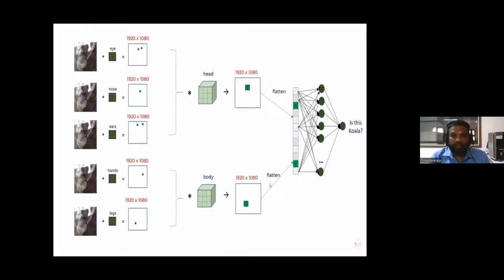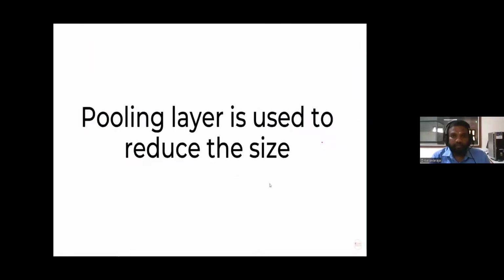First operation is convolution, second operation is ReLU. Now the third activity is named pooling: max pool, min pool or average pool. We use it to reduce the size of the image. In the pooling layer, we choose to reduce the size.